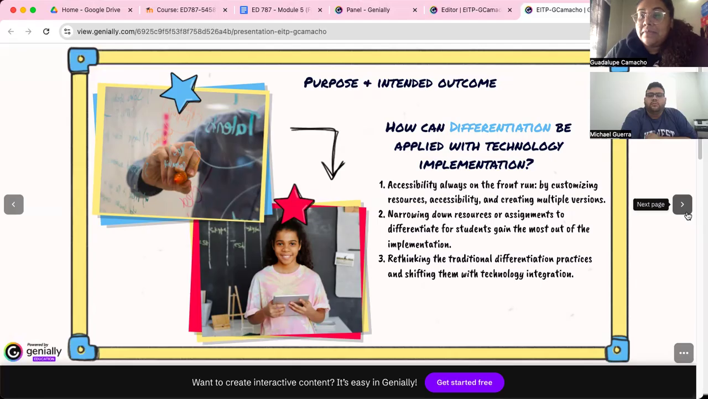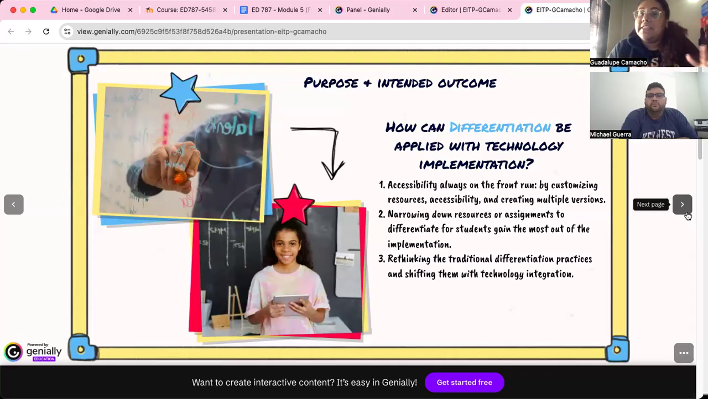But with that, number two, narrow down resources and assignments to differentiate for student gain, to get the most out of the implementation. Meaning we're not just going to do this for every assignment. We want to do this with an assignment where we're going to get more bang for our buck for our students. So are they going to learn the most if we do all these accessibility changes, creating multiple versions, customizing resources? Which assignment do we actually have to spend time doing all those things for?